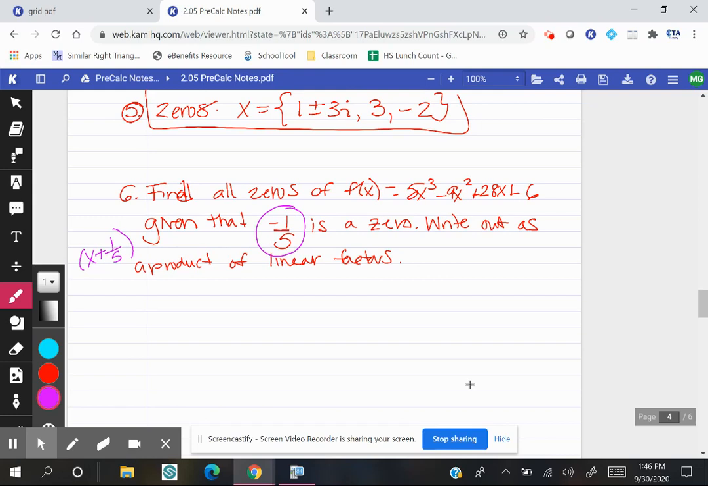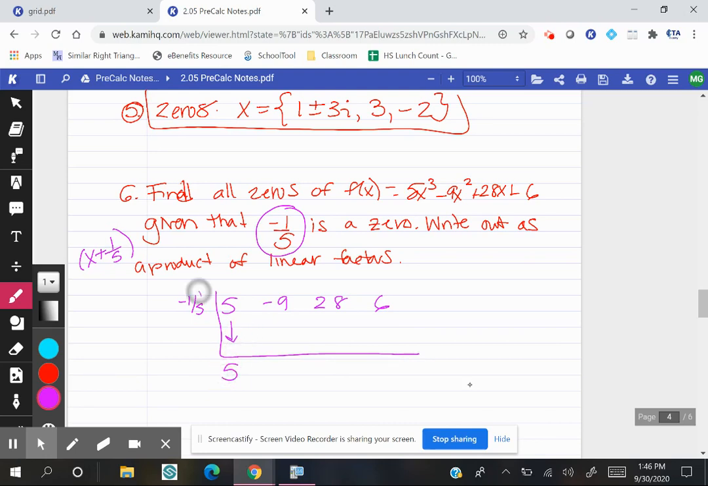So if you write it as x plus 1/5, you can use synthetic division. If you wrote it as 5x plus 1, then you can't use synthetic division, because remember, it has to be x plus or minus a number. So we've got 3, 2, 1, 0. I don't need any placeholders. So 5, negative 9, 28, and 6. Negative 1/5 on the outside.